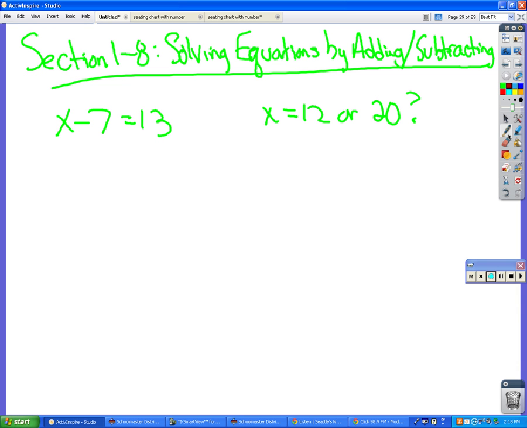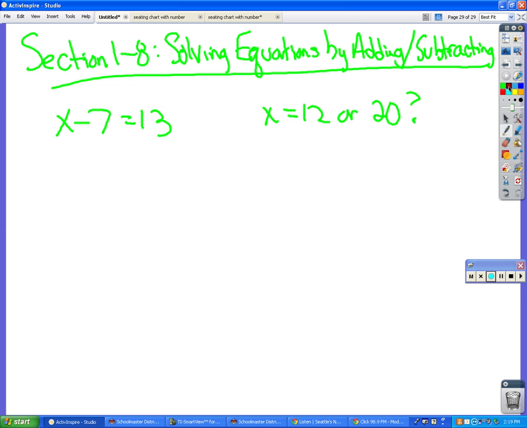So what we're going to do is work on figuring out how to solve these. The first thing we're going to do is the old guess and check way. If you're starting with x minus 7 equals 13, and I ask you, does x equal 12 or does x equal 20? Like Michael said, these have answers to them, so we're trying to find the particular answer. How do I go about figuring out which one of these is the answer?